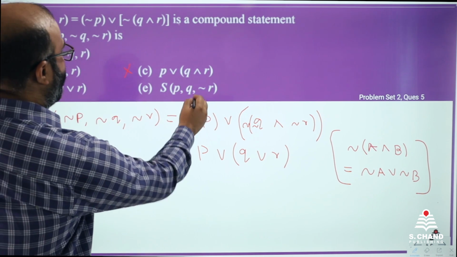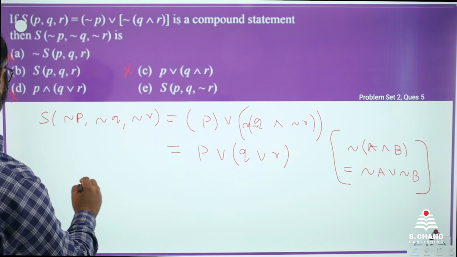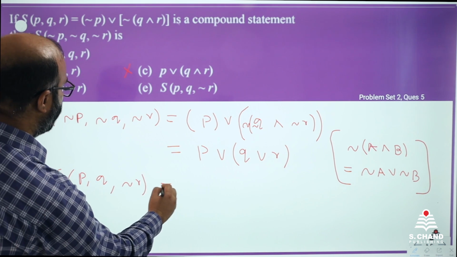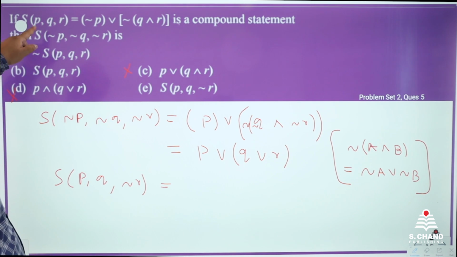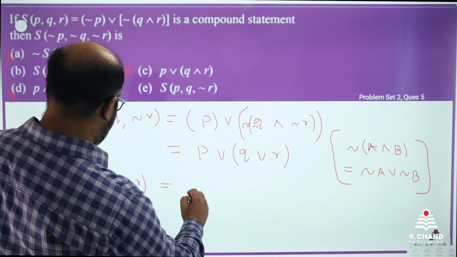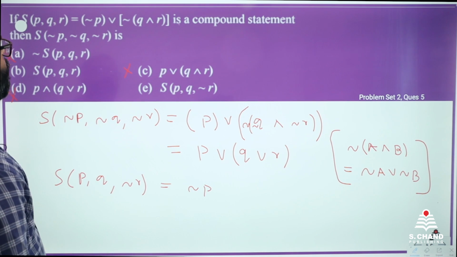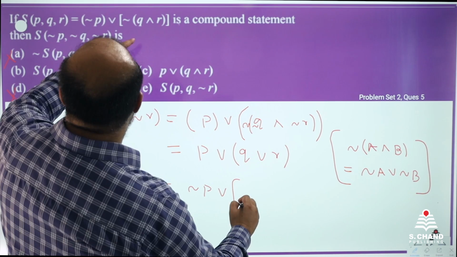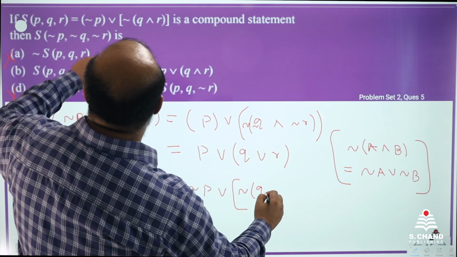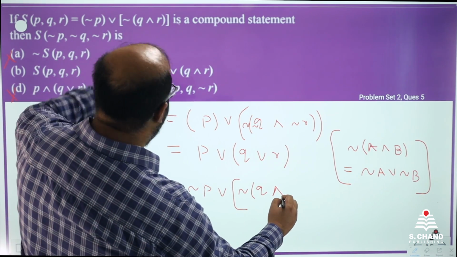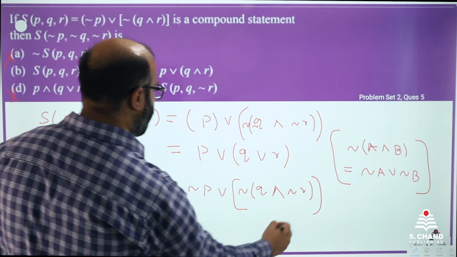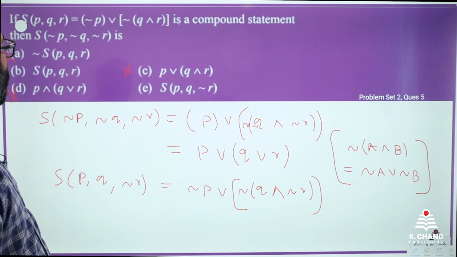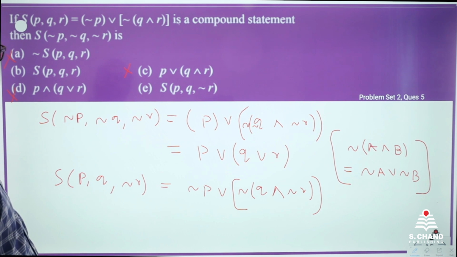Now let us see this one. If we talk about S of P, Q, not of R, what will happen? It will become not of P or not of Q and not of R, like this. Again, if you calculate this one, this will become not of Q or R. So not of Q or R will not match with this.